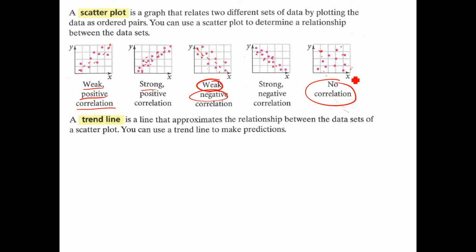A trend line is a line that approximates the relationship. So if these were your actual pieces of data and we had to predict, we might draw a line like that and say, you know what? If x was over here, I would bet that my y would be way up here. If my x was right here, I would bet that my y would be right about there.